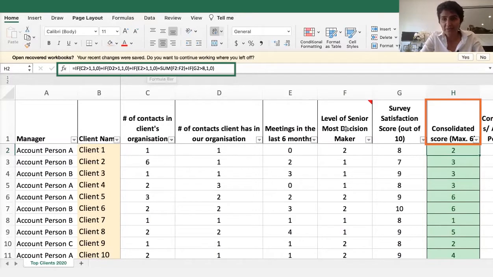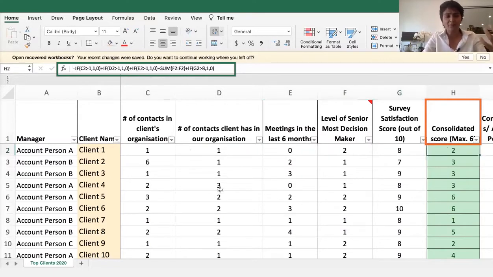And level of senior most decision maker, that gets added. So if it's number 2, which is the senior most, then they will get a score of 2. So the maximum score here is 2. And again, if they get more than 8, then they get 1 point. So you get 1 point here, 1 point, 1 point potential, 2 point potential, and 1 point here. So the maximum is 6.